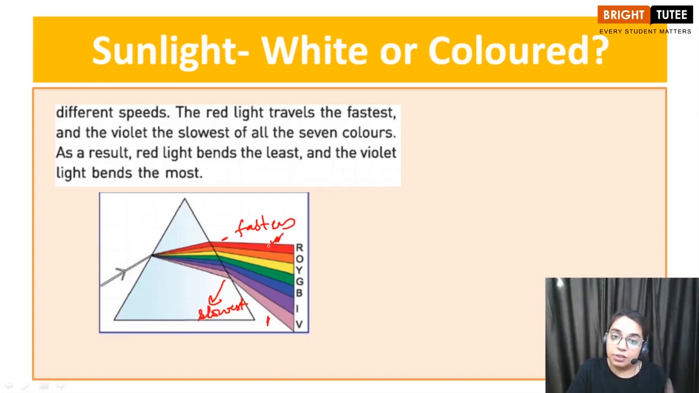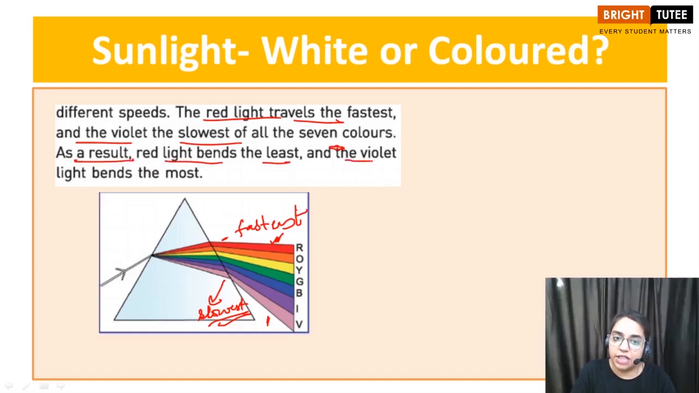Okay, and the reason behind this is that the red color travels the fastest, whereas the violet color is traveling the slowest. So the red light travels the fastest and violet the slowest of all the 7 colors. As a result, red light bends the least and the violet light bends the most. Okay.